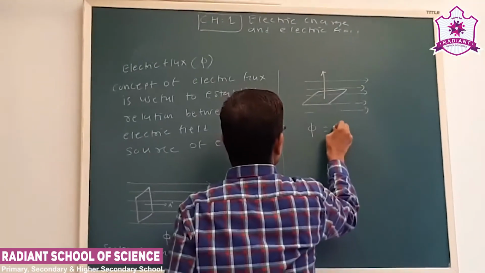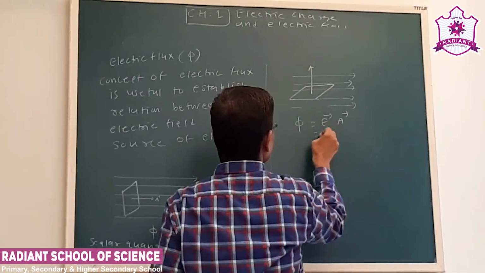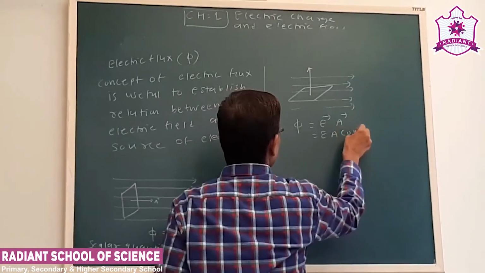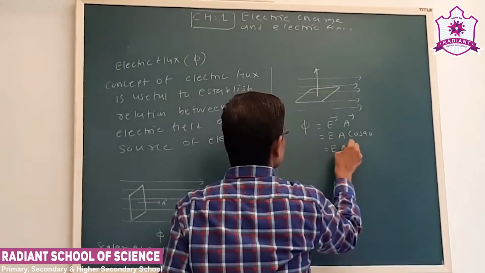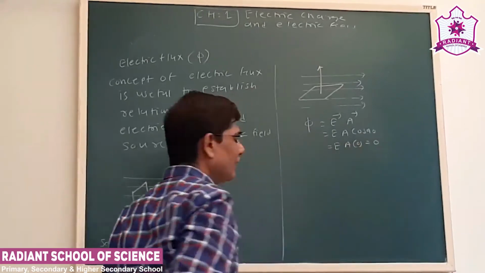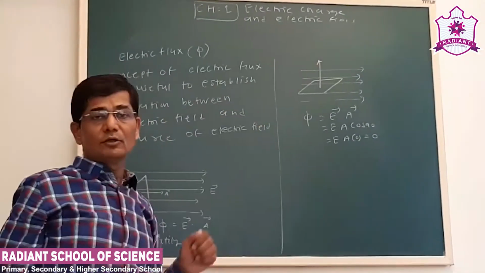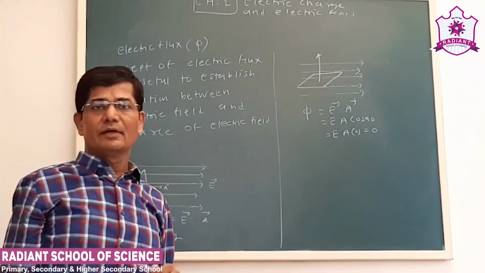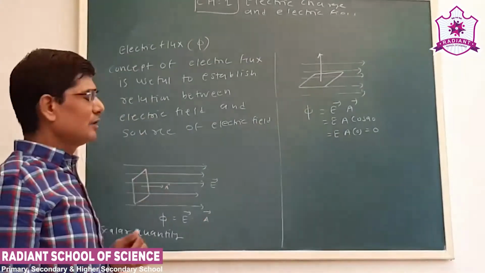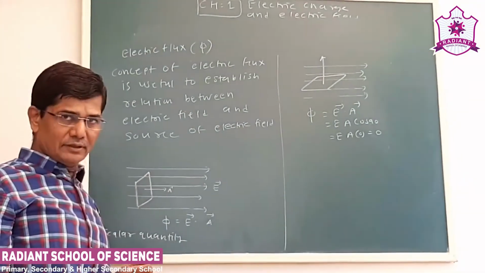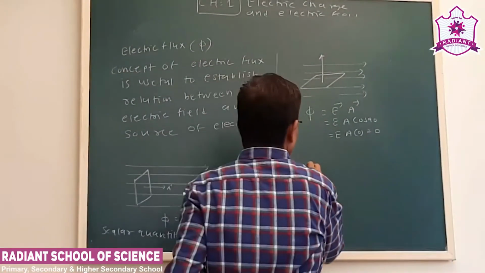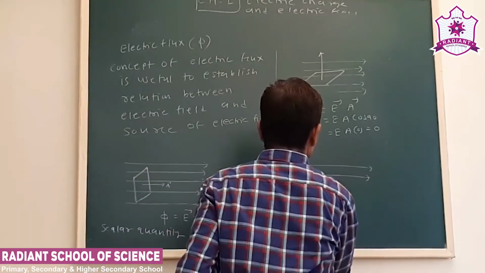Flux is denoted as E dot A. Now here it is EA cos 90. Why? Because we know the surface does not cut any of the electric field lines. So in that case, the flux linked with the surface will be 0. See. Now what is the case if it is like this?